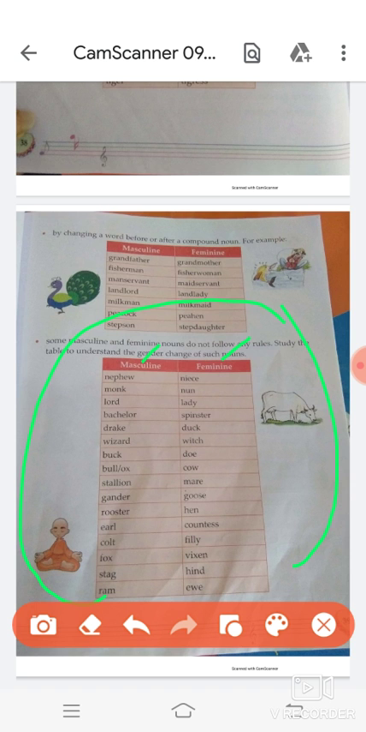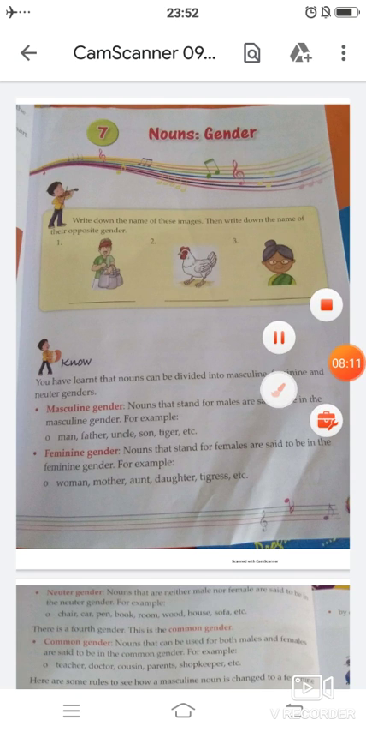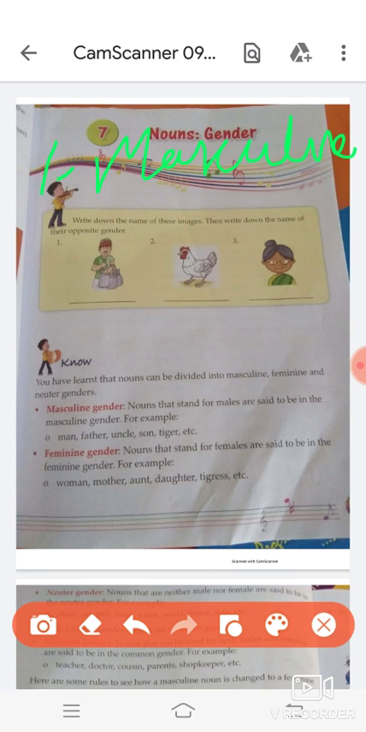Now students, let's revise what is gender. In this chapter we have read about the kinds of gender. First is masculine gender, second is feminine gender, third is neuter gender, and fourth and last one is common gender.